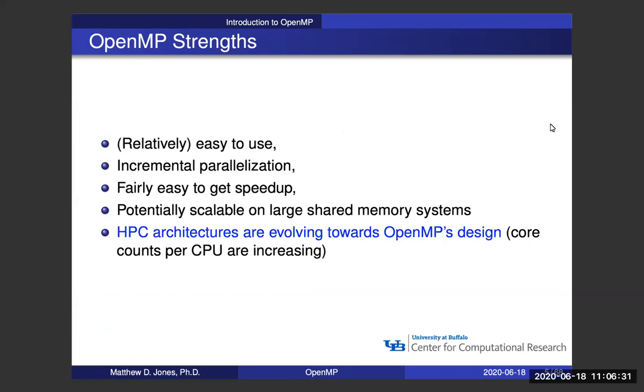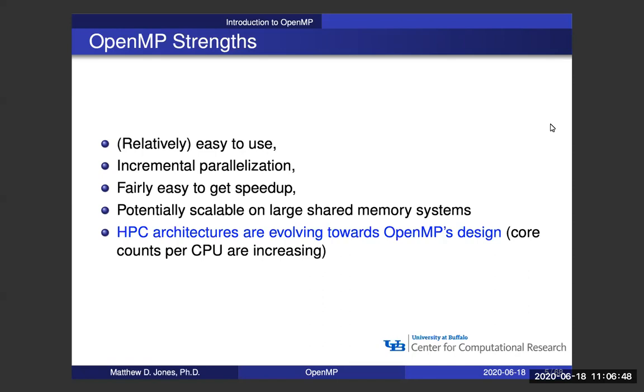One of the strengths of OpenMP, probably its best strength, is it's relatively easy to use. And you can incrementally parallelize an application. I'll show you how to do that with some specific examples towards the end. Depending on the application, of course, it can be fairly easy to get a parallel speedup with OpenMP.